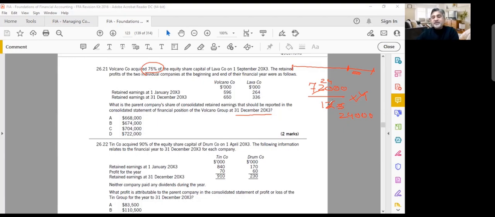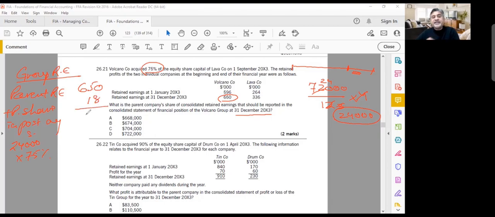So we ask, what is the parent company's share? If you talk about this 24,000, this actually will go to group retained earning. If they ask you how much is the group retained earning, group retained earning is always parent retained earning plus parent's share in post-acquisition retained earning of subsidiary. So parent retained earnings are 650,000, and parent share would be 24,000 times 75%. What does that make? 18,000.